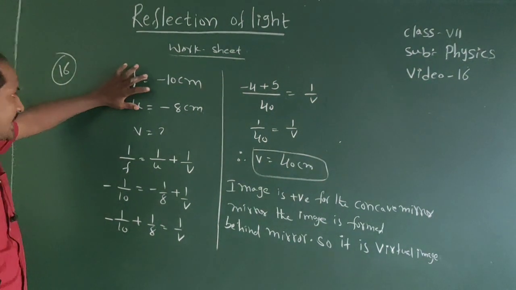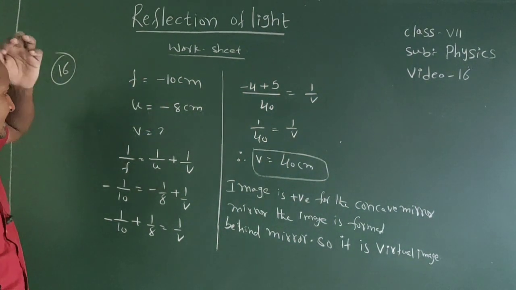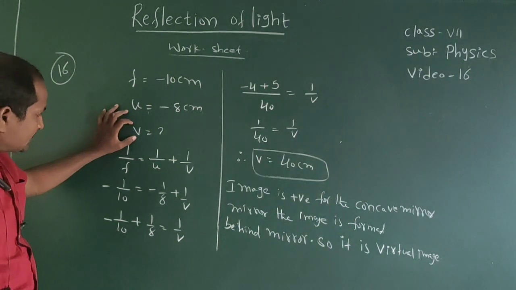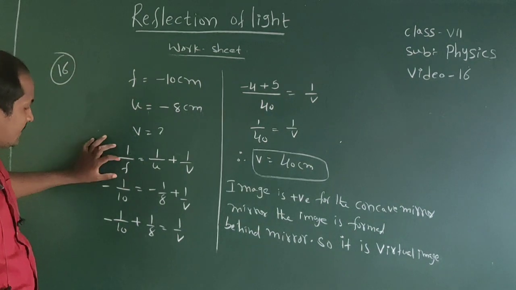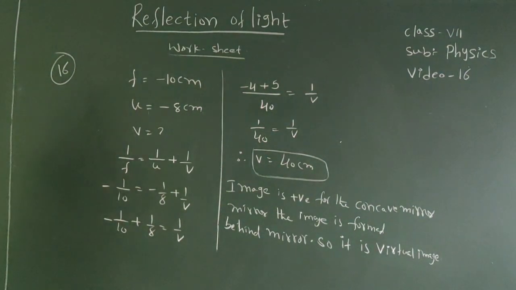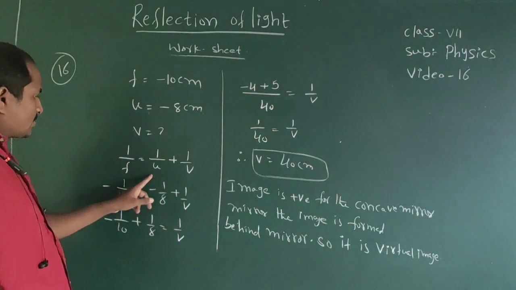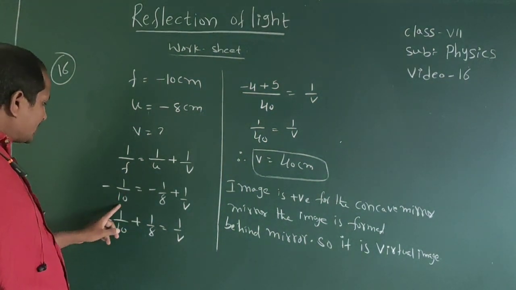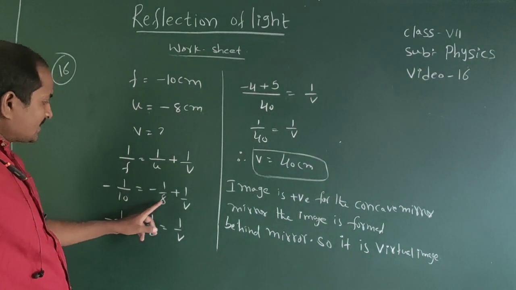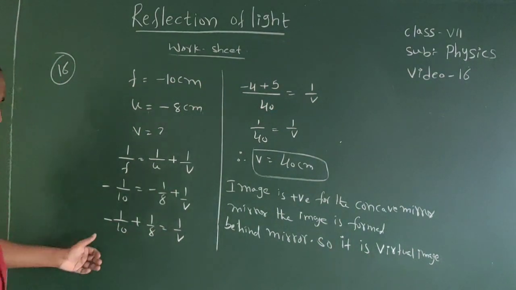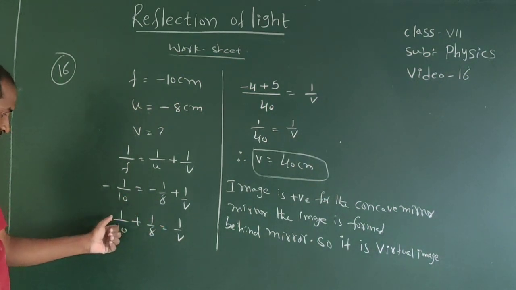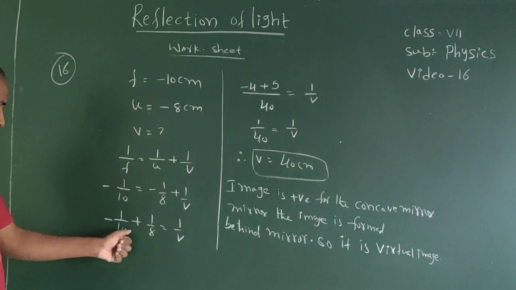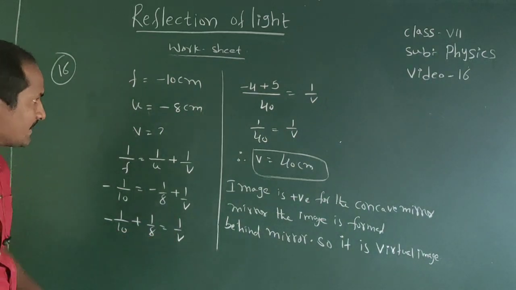Listen. F equal to minus 10, U equal to minus 8, then find the image distance. So what is the relation between F, U, V? 1 by F equal to 1 by U plus 1 by V. So F equal to minus 10, U equal to minus 8. So minus 1 by 10 is equal to minus 1 by 8 plus 1 by V. So minus value coming to this side positive. So minus 1 by 10 plus 1 by 8 equal to 1 by V.